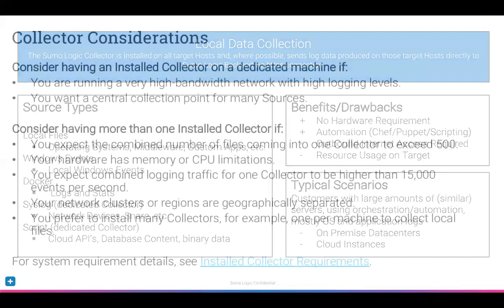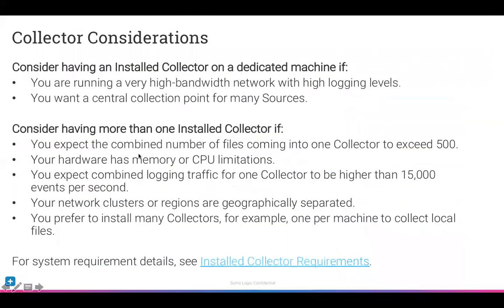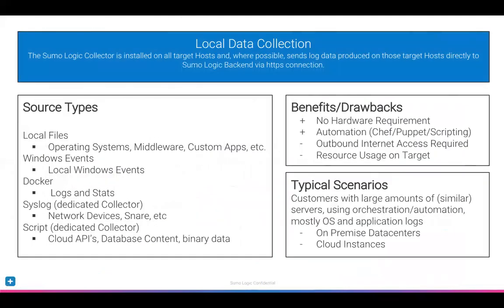But let's talk about these three options that I was talking about: the local data collection, the centralized data collection, and the cloud-to-cloud collection. I'm going to break each one of those down and talk about pros and cons. So let's say that you want to move forward with local data collection. That means that a Sumo Logic collector is installed on each of your target hosts, and it's going to be sending the data that is produced on that target host directly to Sumo Logic's backend, right? And it's doing that through an HTTPS connection.